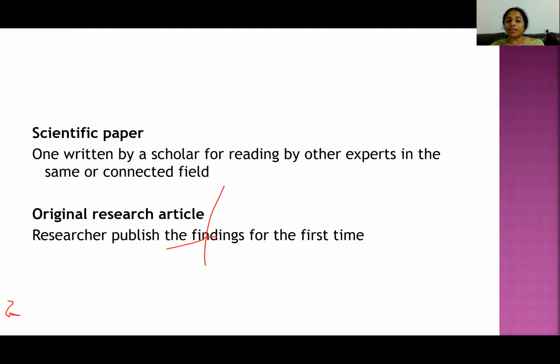But an original research article means that the researcher has gone and done some research, and he is publishing the findings for the whole scientific world to know for the first time. Nobody had thought of it. Somebody had an idea, they tried it out, they did it, and they are writing it down for all of us to read. So that is an original research article.